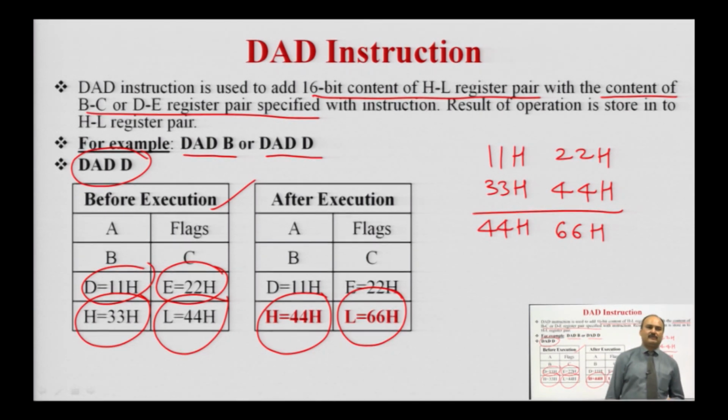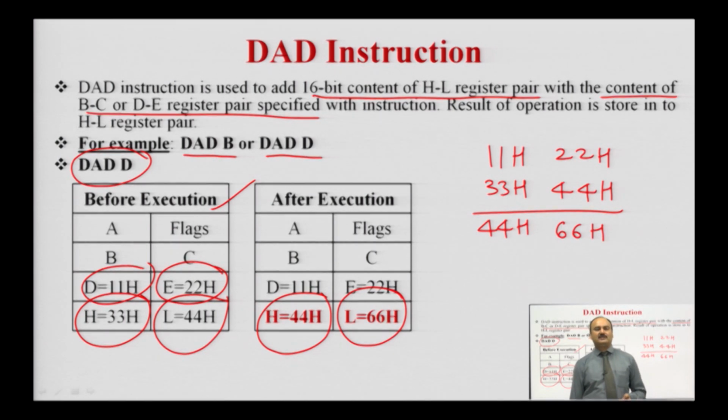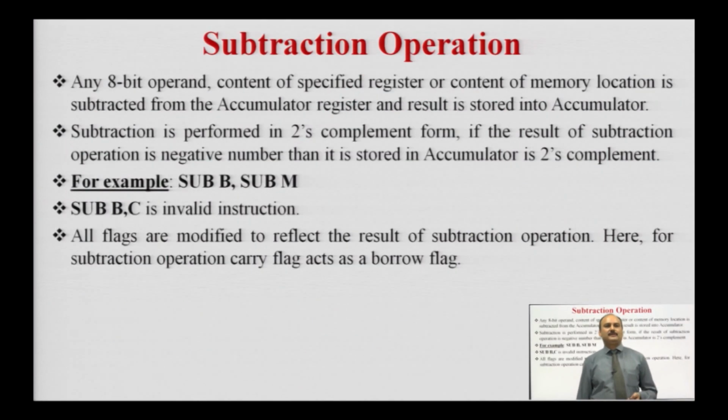The first 16-bit number is in the DE register pair and the other 16-bit number is in the HL register pair. After the execution of this instruction, the microprocessor will store the 16-bit result into the HL register pair. Next operation is the subtraction operation.